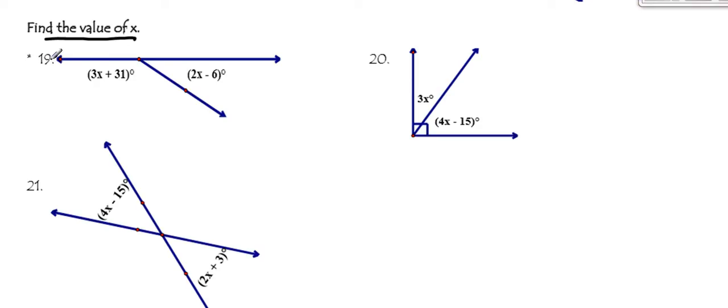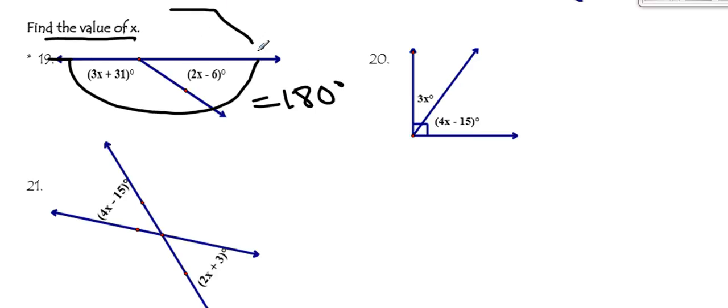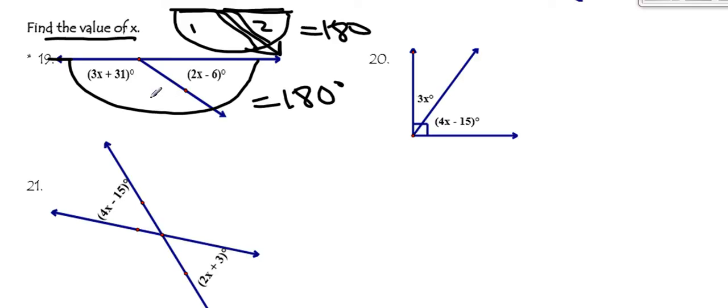Well, for number 19, we have a straight line, and you have 2 angles that make up that straight line. So when 2 angles make up a straight line, that's half a circle, they equal 180 degrees. It's called a linear pair. That's a pair of angles that are adjacent, so they share a common side, and they make up a straight line. Their sum is 180 degrees.